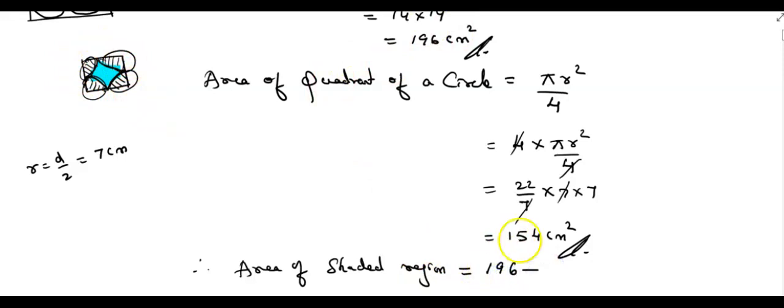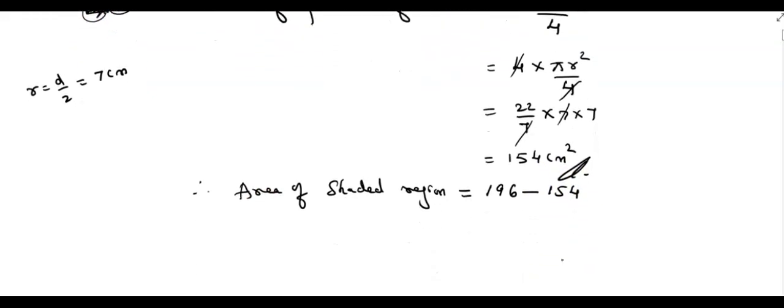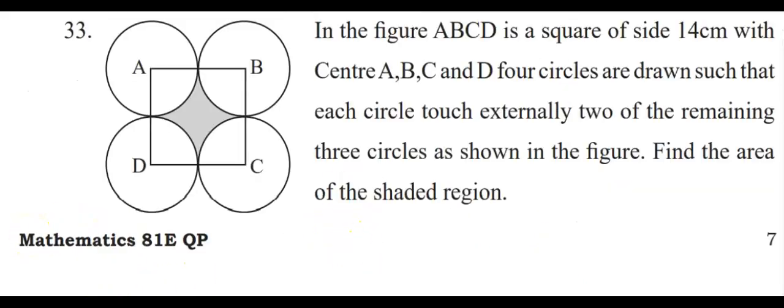In this you remove the area of this quadrant. Can you see this? The area which I have shaded, you remove this area. This area is how much? 154. In 196, if you remove 154, the remaining part is 42 centimeter square. This is the area which is the shaded part. I hope you have understood this problem.